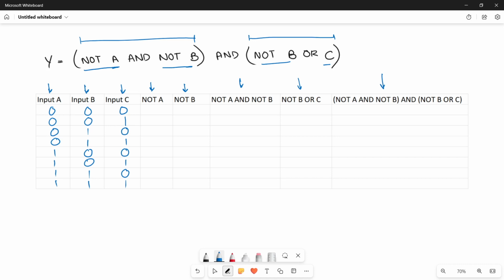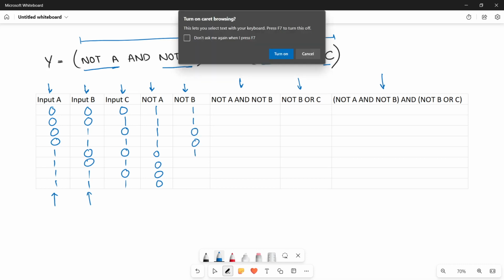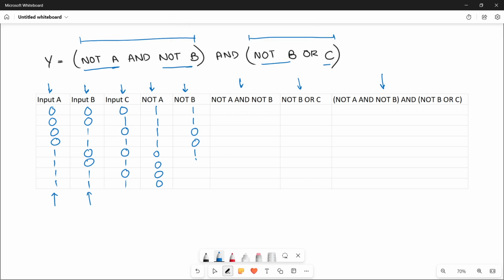Now let's invert the values of not A. Look at this. Input A is 0, 0, 0, 0, 1, 1, 1, 1. When we invert them, it becomes 1, 1, 1, 1, 0, 0, 0, 0. Next we have not B. So we will invert the values of input B. So it becomes 1, 1, 0, 0, 1, 1, sorry, 0, 0. Done with not B.